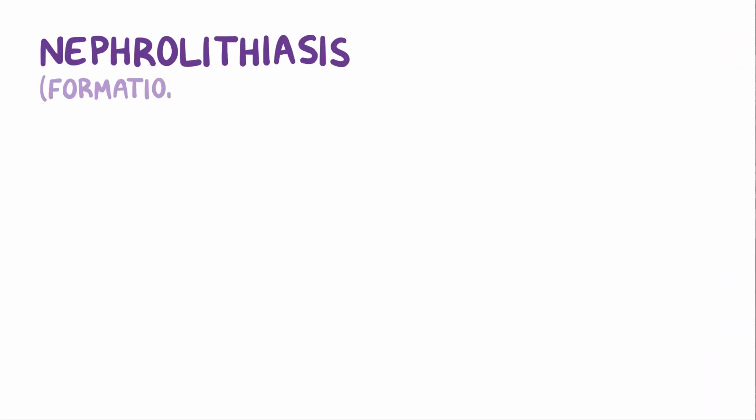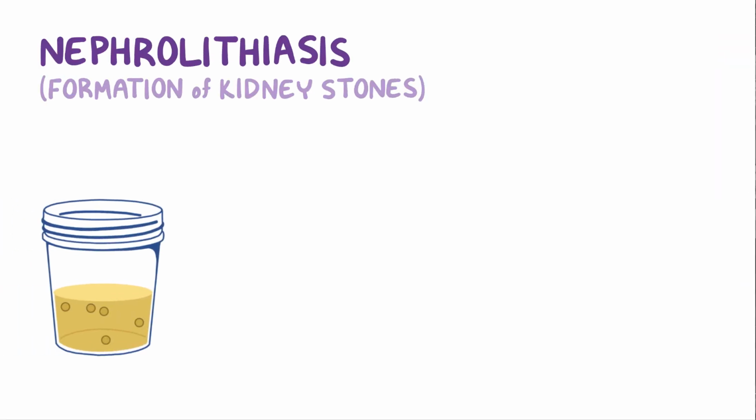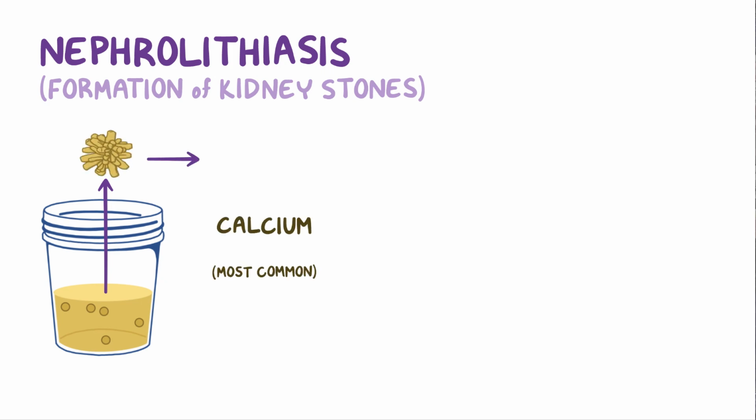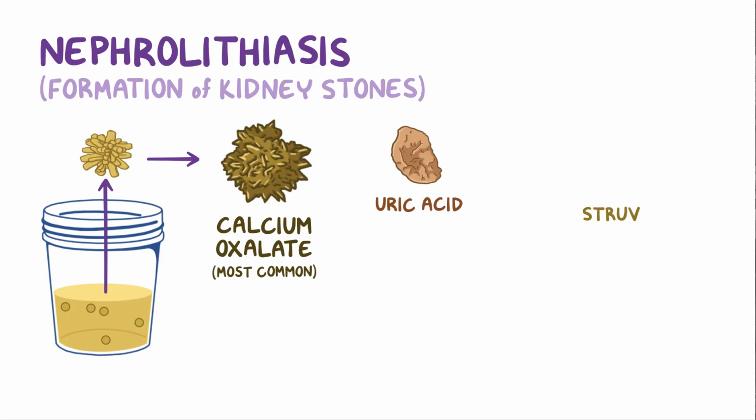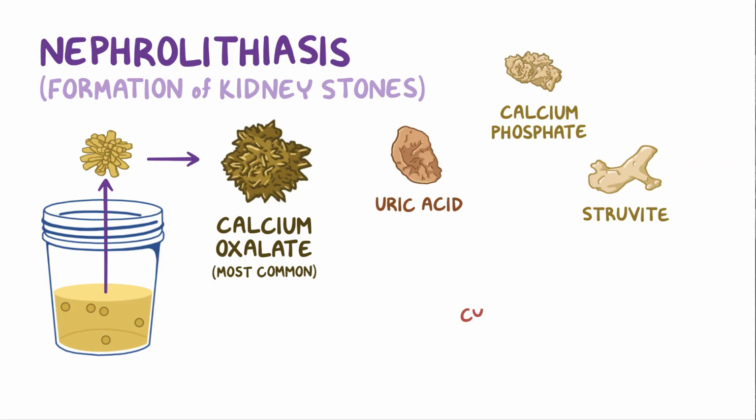Alright, as a quick recap. Nephrolithiasis is the formation of kidney stones, which form when solutes precipitate out into crystals in the urine. The most common type of stones are calcium oxalate stones, though other types include uric acid, struvite, calcium phosphate, cystine, and xanthine stones.